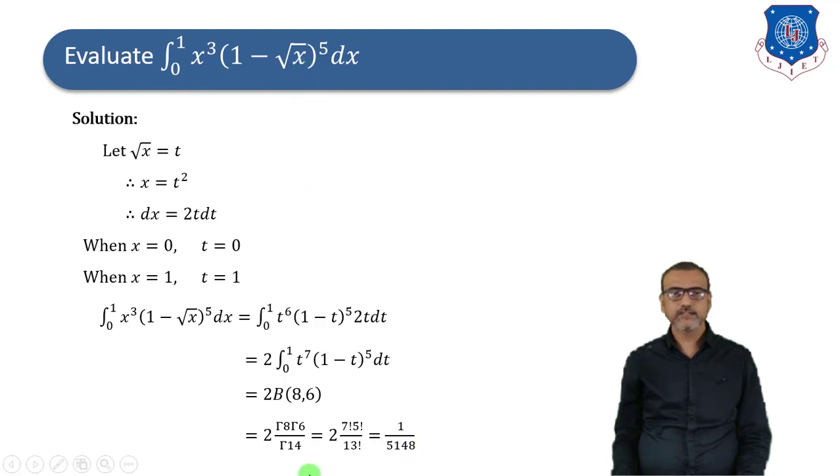So in today's lecture we have seen what the gamma and beta functions are. We have gone through their properties, and we have gone through 2 examples related to this topic.